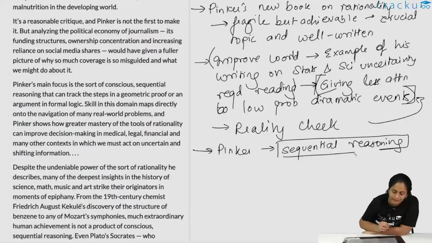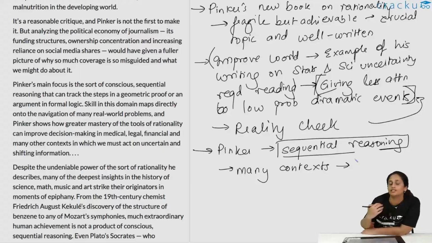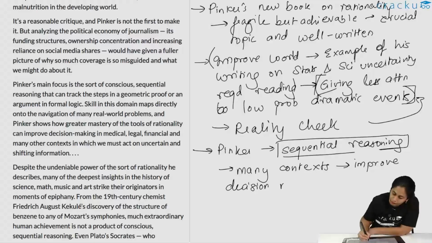Now the author says that this kind of sequential reasoning and the rationality tools that he uses would actually help in many contexts. He gives the context of medical problems and legal and financial problems, and especially in such cases it would improve your decision making, especially when you have uncertainty and shifting information. So he says that these kinds of tools are useful in many contexts.